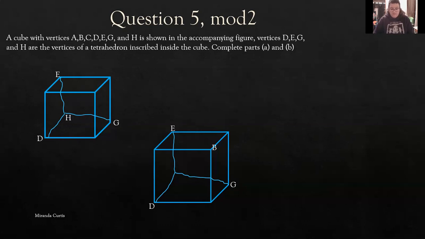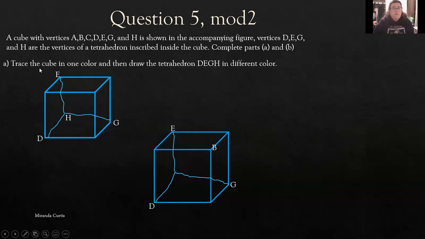Okay, before we get into all that, we need to know what a tetrahedron is. It's a 4-plane triangular face, so that means it just has 4 planes. So for A, we're going to trace the cube in one color and draw the tetrahedron D, E, G, H in a different one. So we got our square up here.